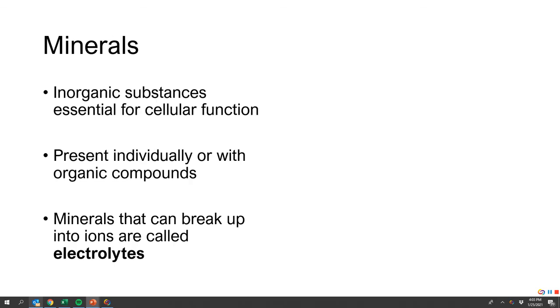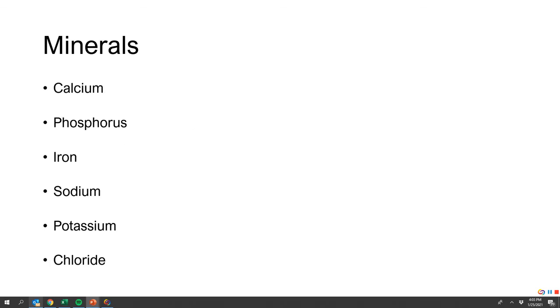Okay, so minerals are inorganic substances that we need for our cells to function properly. They can be by themselves, or they can form compounds, or they can be with organic compounds. Now, if we can break them up into specific ions, we're going to call them electrolytes. So here are the 6 minerals that we're going to go through, and these are the ones that are in your book. So we've got calcium, phosphorus, iron, sodium, potassium, and chloride.